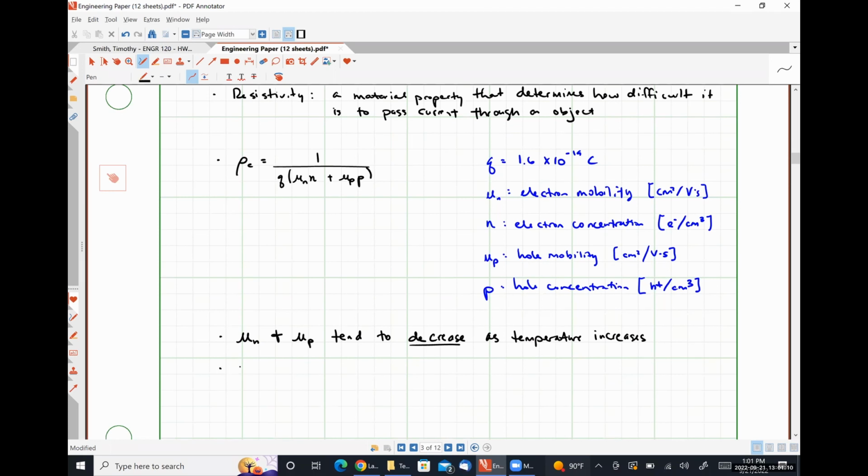But N and P tend to increase as temperature increases. That additional interatomic vibration makes it slightly easier for bonds to break, releasing free charge carriers into the bulk of the crystal. Okay. So as the temperature increases, we see an increase in the thermal generation of electron hole pairs.